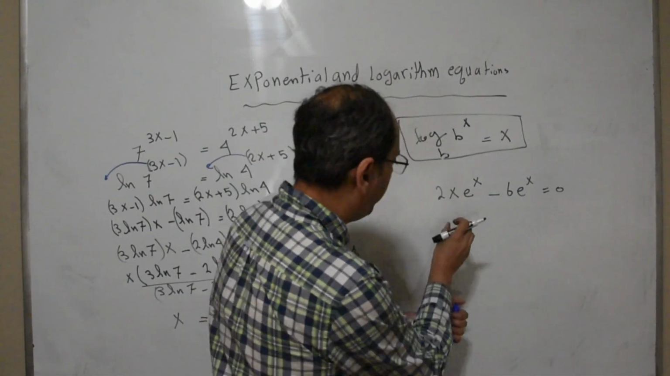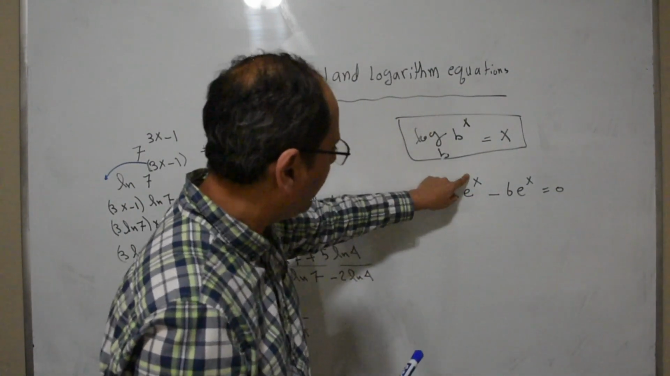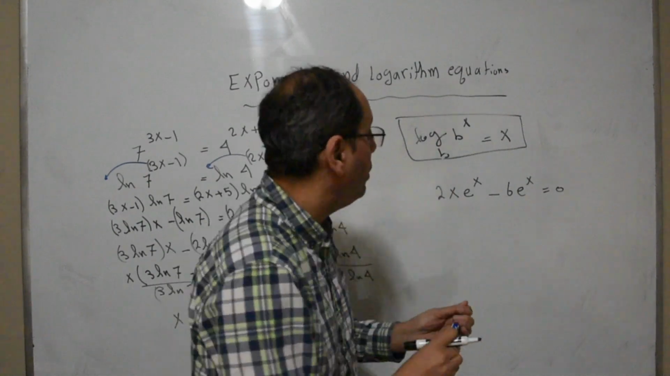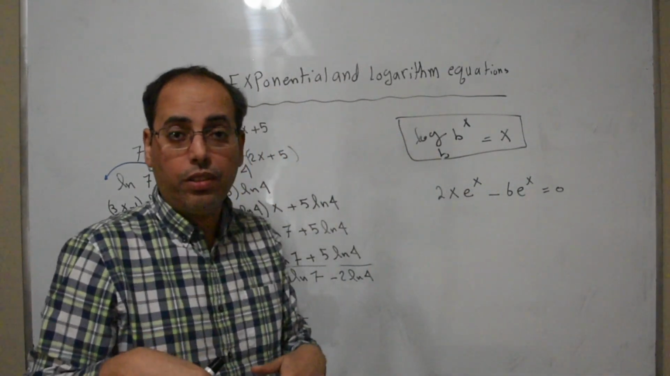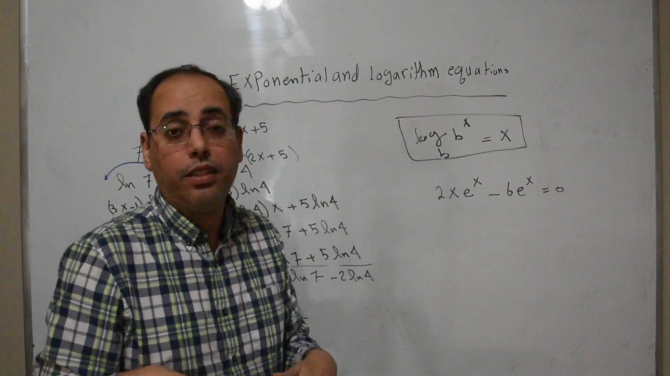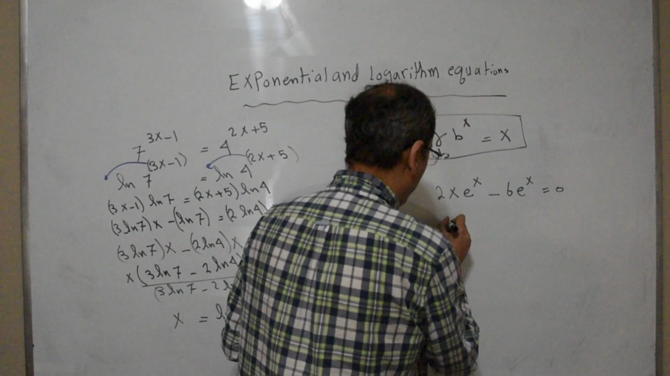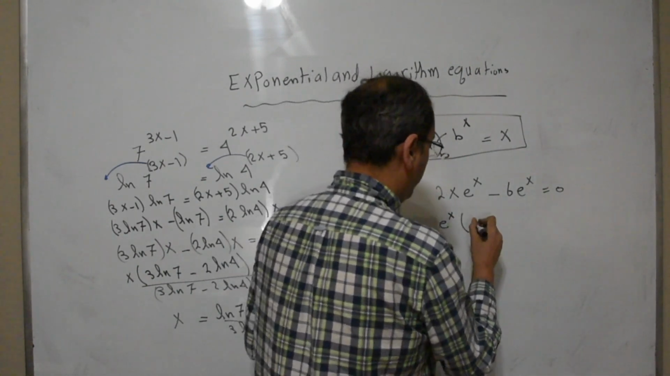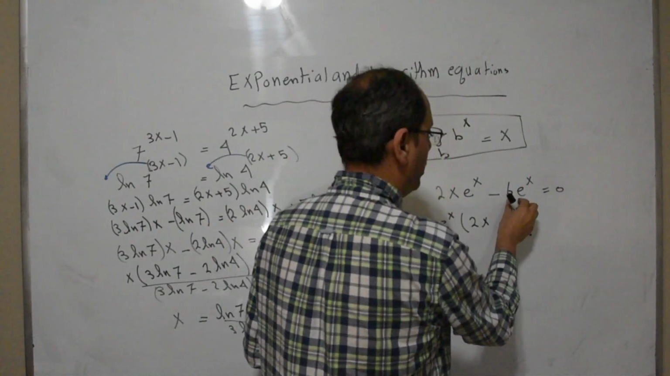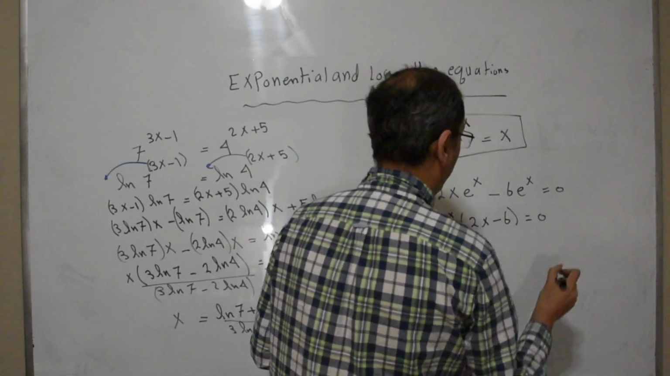So if you think of a common factor here, I have x and x. So this is complicated, but think about e to the x. Can I factor e to the x? Yes. Suppose that e to the x is y. Yes, I can factor e to the x. I'm going to take e to the x as a common factor. So what's left here? 2x. And what is left here? 6. This is equal to 0.